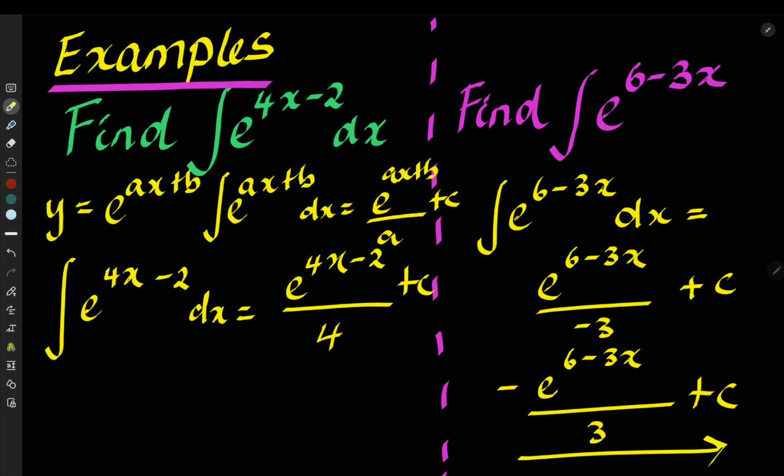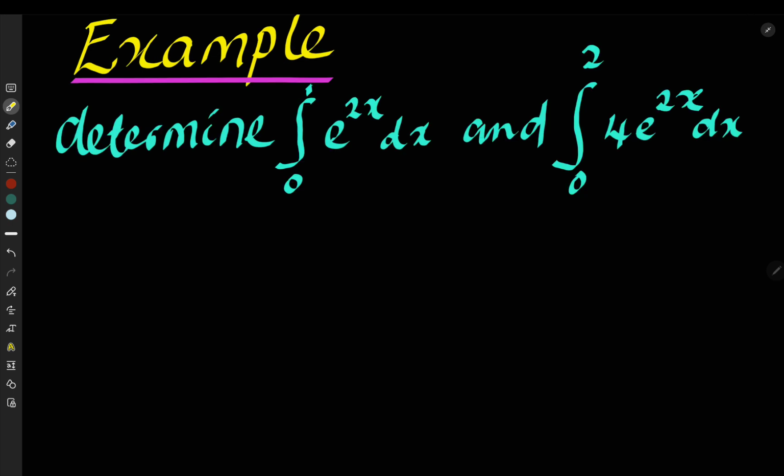Now let's look at the definite integrals. So these were indefinite integrals. Let's look at some examples of the definite integrals. In these examples, we are asked to determine the integral of e to the power of 2x dx with the limits 0 to 1, and also the integral of 4e to the power of 2x with the limits 0 to 2.